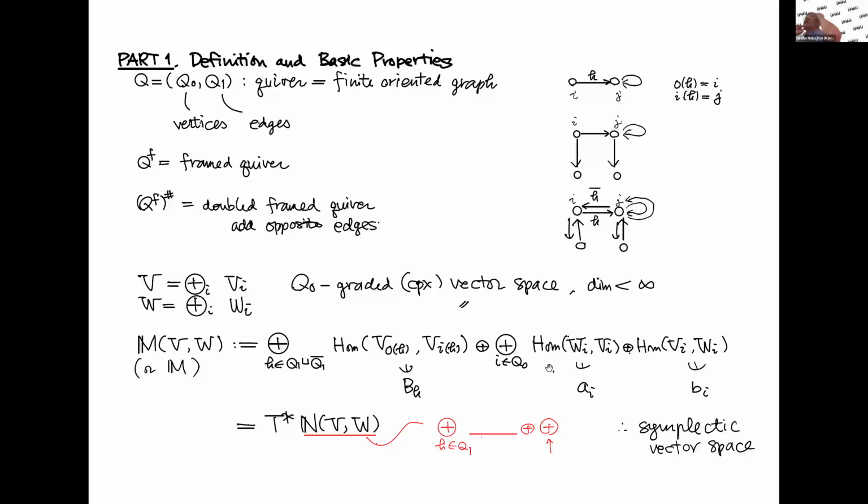Okay, so starting from this quiver, I frame it and I double the edges, and then I consider the vector space of linear maps corresponding to edges. And this is naturally a symplectic vector space.